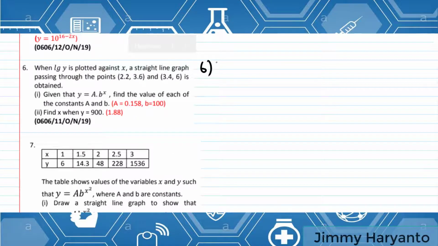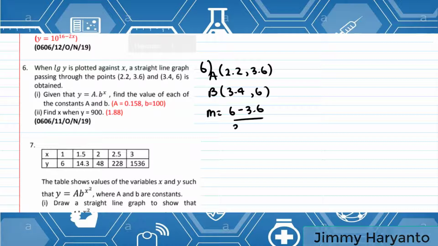Okay, number 6. I have to plot LGY against x, and then I will have 2.2, 3.6 as the first point, and the second point is 3.4, 6. This is point A, and this is point B. As usual, we have to find the gradient. The gradient is y2 minus y1 over x2 minus x1, 3.4 minus 2.2. The result will be 2, guys. So the gradient is 2.